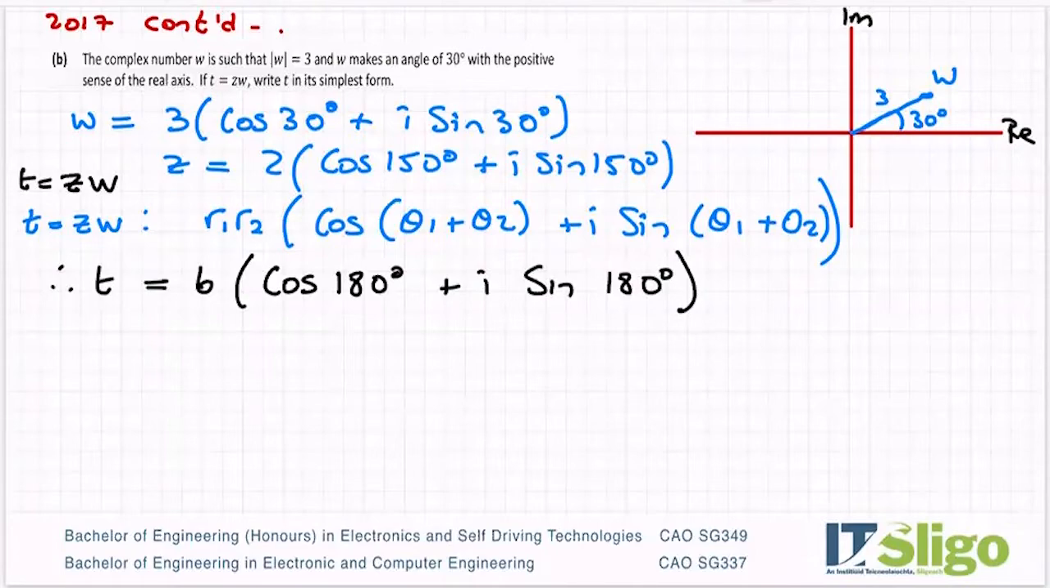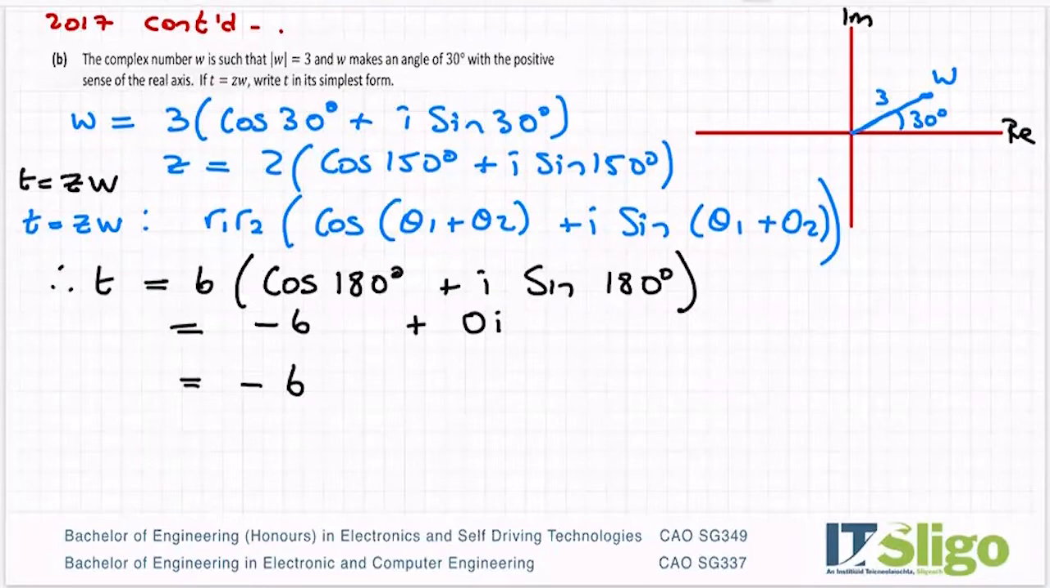Okay, it says to write it in its simplest form, which is Cartesian form, rectangular form, whatever you call it. Cos 180 gets called both, so that's why I keep using both. So 6 times cos 180 degrees is minus 6. 6 sine 180 degrees is, of course, 0. So in its simplest form, that is equal to minus 6. So that's the first thing I want to show you.